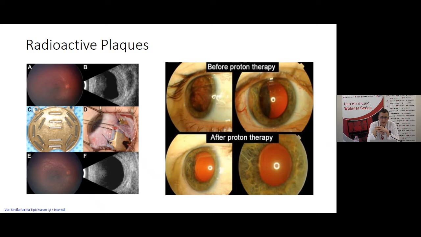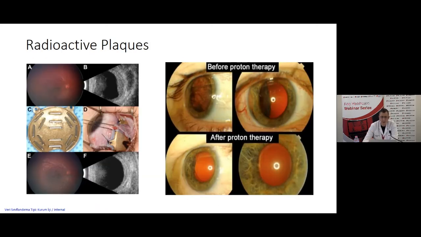This is a very conventional treatment, but still the most tailored treatment for an ocular melanoma patient, especially for choroidal melanomas. And the results of this treatment are such that I think this is the gold standard for ocular melanoma treatments.